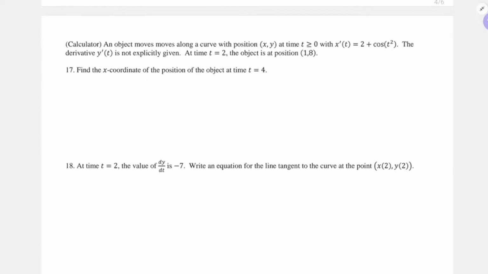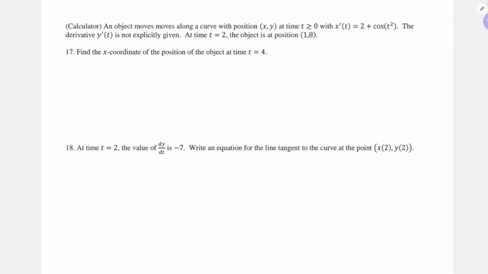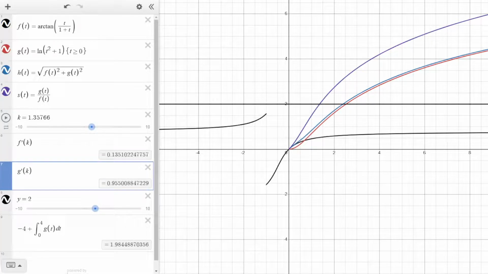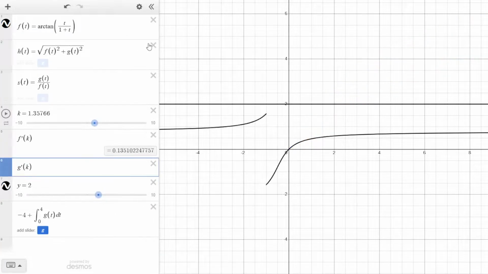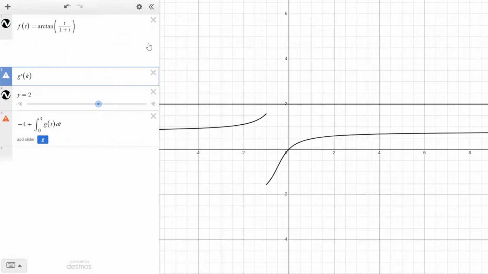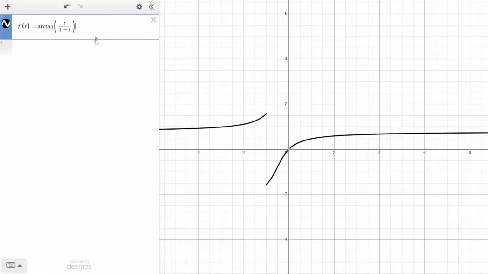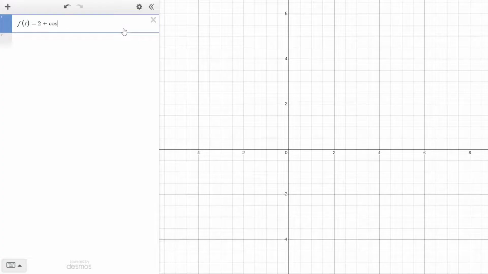Right, next, we've got a new problem. We've got x prime only, y prime not explicitly given. So I should probably type x prime into the calculator. I can clear out all the rest of this stuff. Maybe I could have kept h of t, but I guess it wouldn't have done me any good on this problem. So I'm clearing everything out. X prime is 2 plus cosine of t squared.